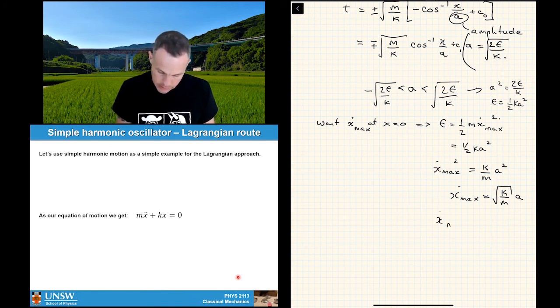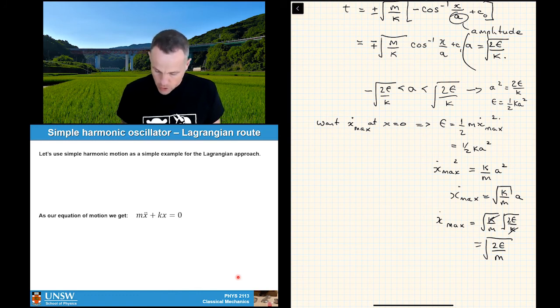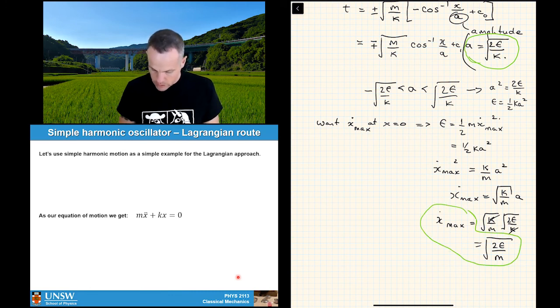X dot max is equal to square root k over m, and we've got an expression for our a. It's square root 2E on k. The two k's cancel out, and so this thing is square root 2E on m. Okay, and so now we've got two really useful things in here. We've got an expression for our amplitude just here, and we've got an expression for our maximum velocity just here.